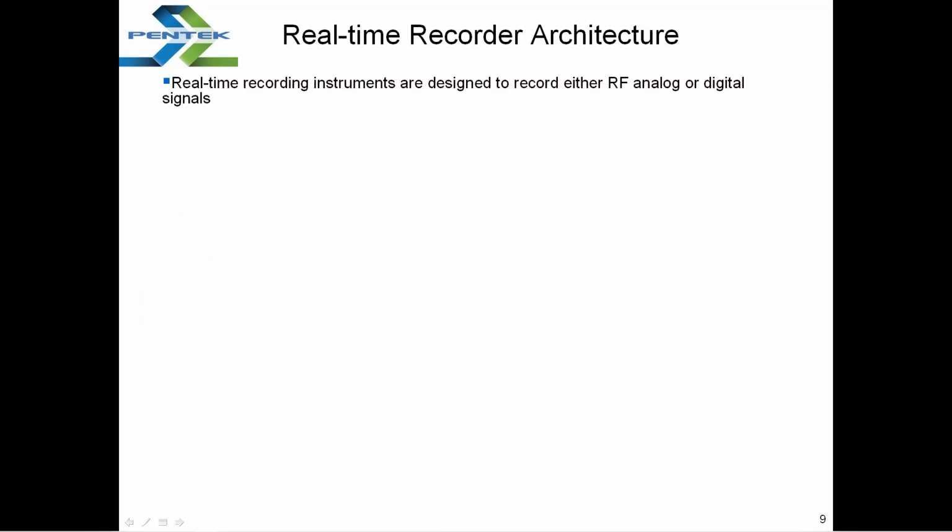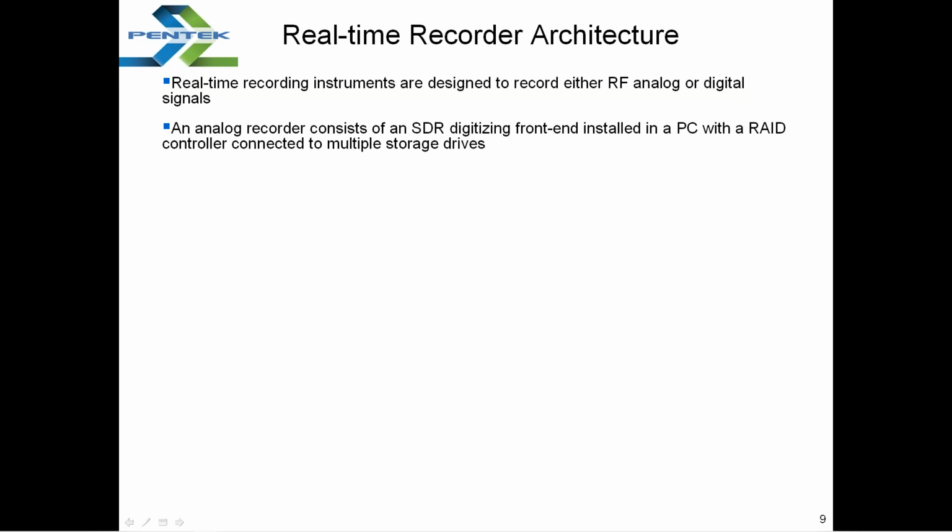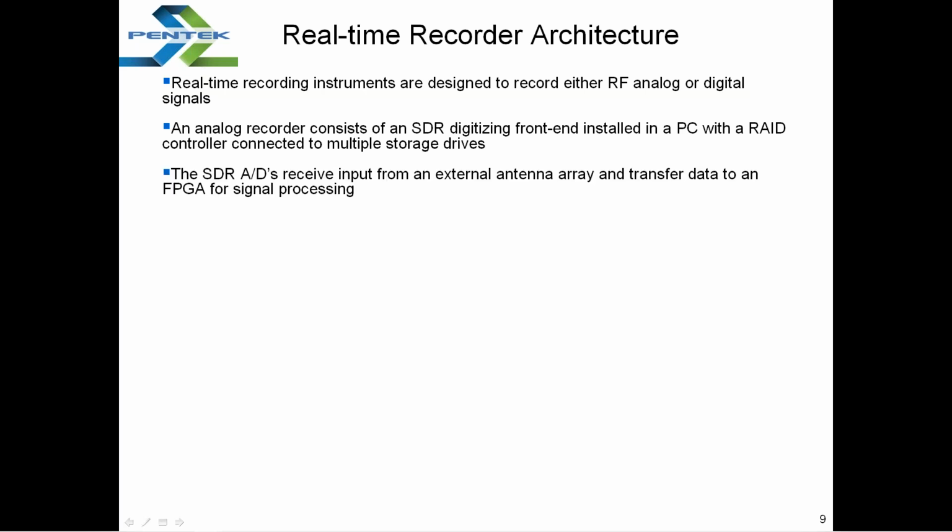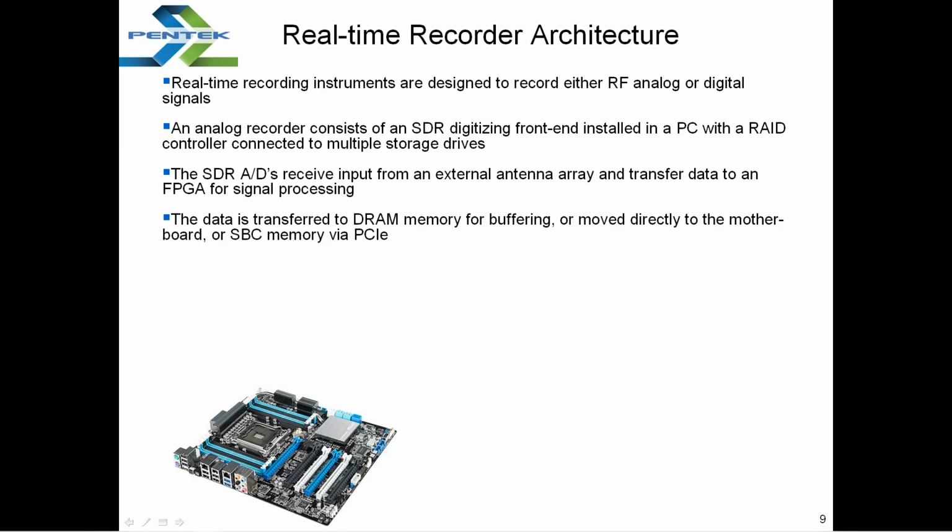So the real-time recorder architecture. Real-time recording instruments are designed to record either RF analog or digital signals. An analog recorder consists of a software-defined radio front end installed in a PC with a RAID controller connected to multiple storage drives. The SDR A to Ds receive input from an external antenna array and transfer data to an FPGA for signal processing. The data is then transferred to DRAM memory for either buffering or moving directly to the motherboard depending upon speed, or an SBC memory, and it's usually via PCIe.